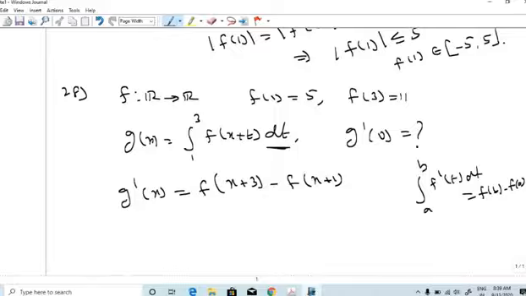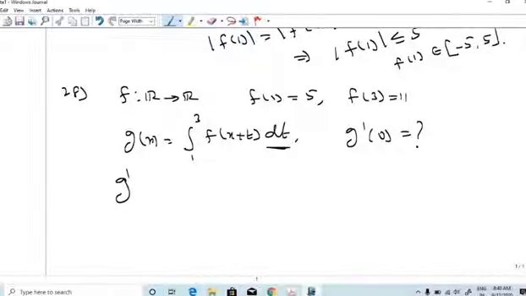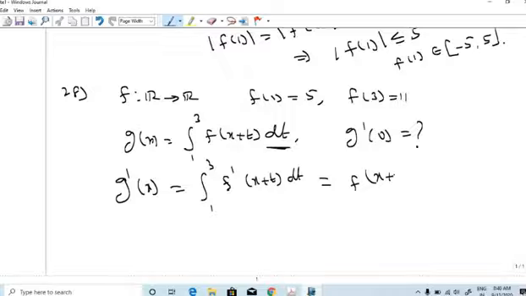So actually, better we write one more step. What's the g dash? So after that, use the mean value theorem. If you differentiate partially, what is the derivative? This is equal to the integral from 1 to 3 of f dash of x plus t dt. Others are 0. So we know that this is nothing but, by the mean value theorem, f of x plus 3 minus f of x plus 1.